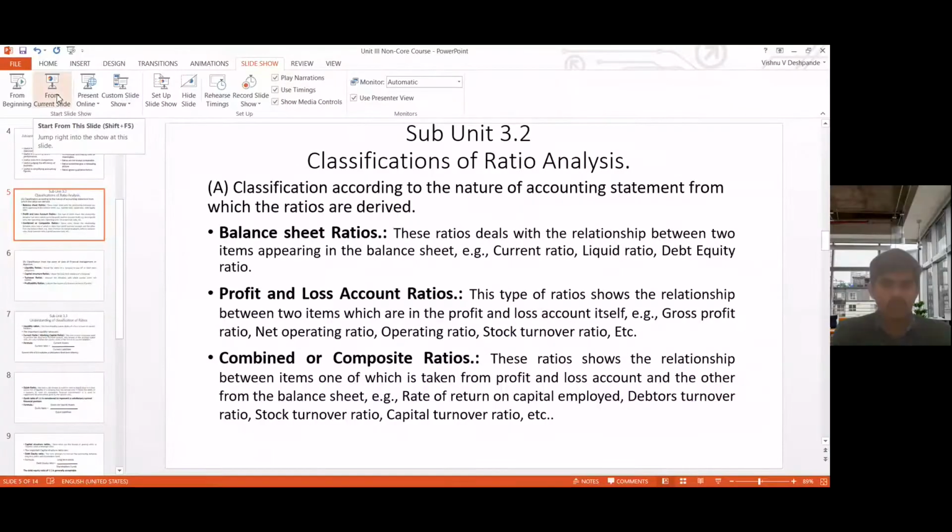Right? So let us start with subunit 3.2, called classification of ratio analysis. In this classification, there are several classes, and you can see one by one how they are relevant to business and what their major role is in ratio analysis. Okay, so I'll be sharing my PPT. Please give me a minute. I hope my screen is visible to you all.